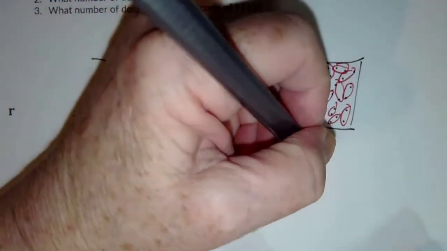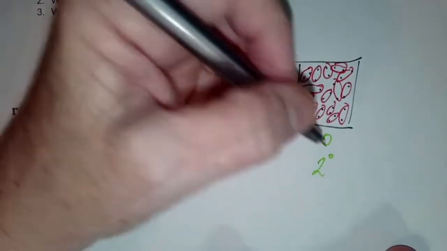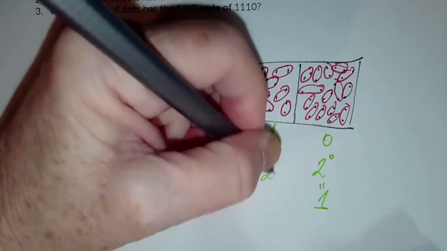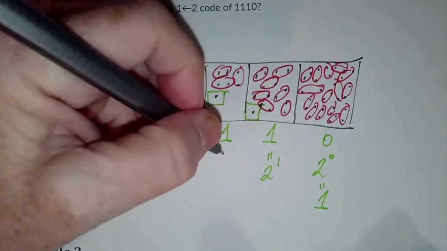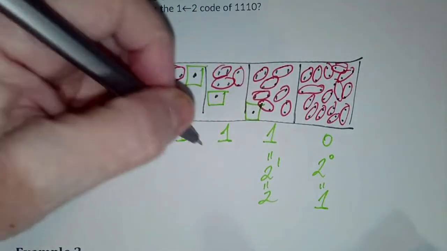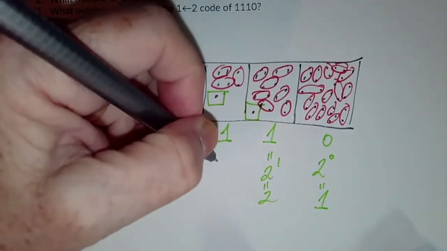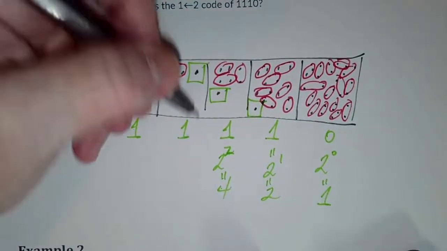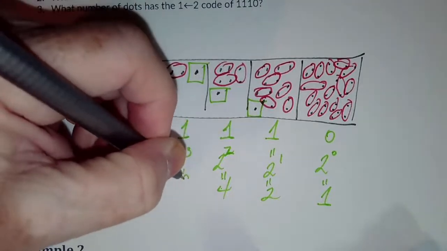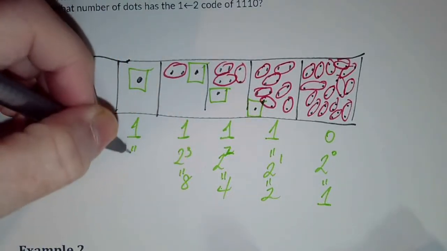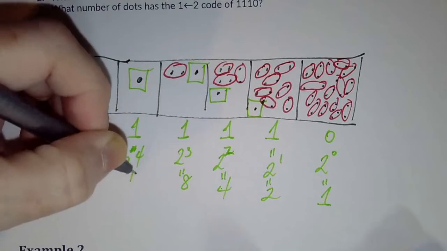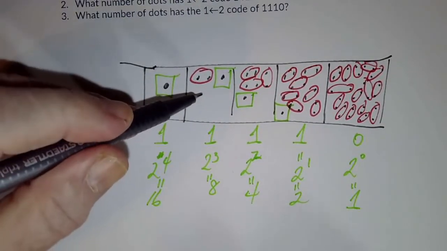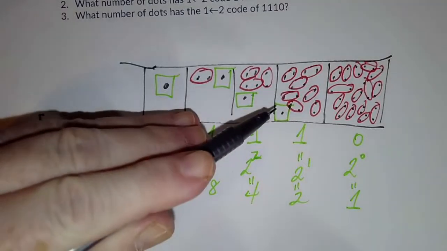The first box is the 2 to the 0 box. 2 to the 0 is 1. The second box is 2 to the 1, and 2 to the 1 is 2. This next box is 2 to the second power, which is 4. Then we have 2 cubed, which is 8. And 2 to the fourth, which is 16. So I have 1 16, 1 8, 1 4, and 1 2.